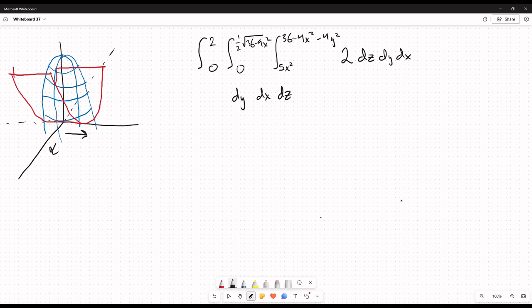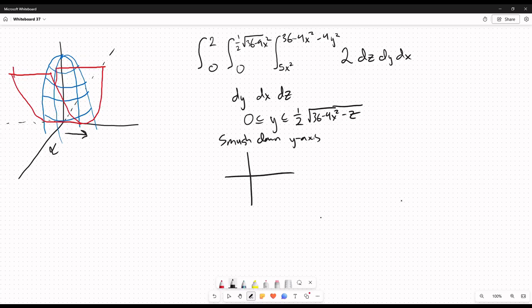All right, now we're going to do a similar problem to the last one. We're still going to have dy as my starting point, but then we're going to do dx before we do dz. So let's not reinvent the wheel. We already found that y is between 0 and 1/2 square root of 36 minus 4x squared minus z. And we determined that when I smush down the y-axis, what I end up with is this picture.